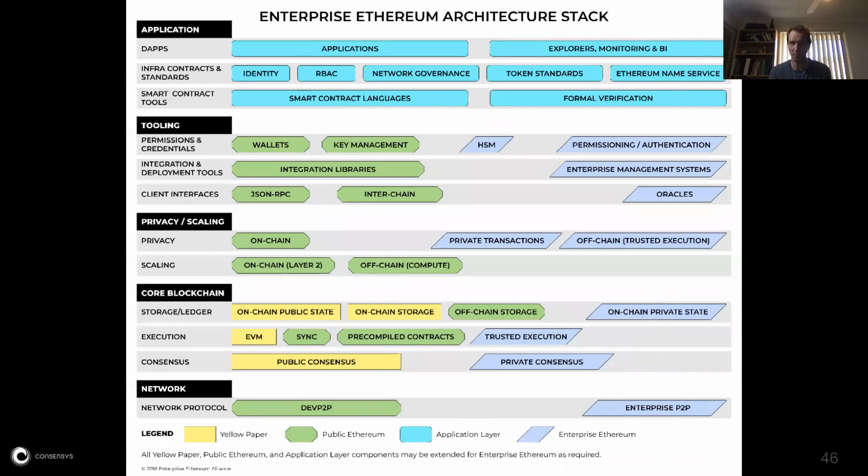And I think the key things, if you're looking at Enterprise Ethereum and you want to classify things at a high level, would be the permissioning, the privacy, and performance. And the performance ends up being some of the private consensus mechanisms that are sitting there.